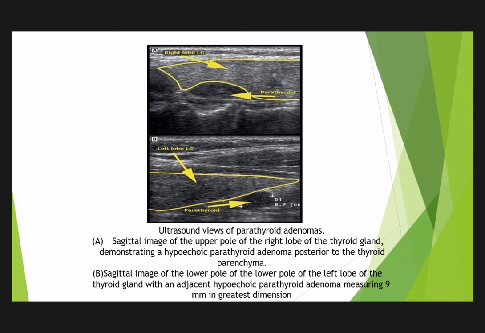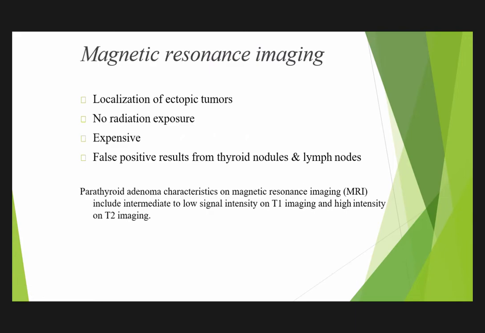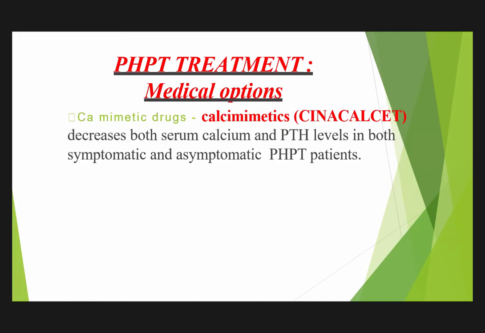MRI, what will it give us? We also can do magnetic resonance imaging, localization of tumors, no radiation. Of course, this is the advantage, but sometimes it could also be false positive if there are nodules in the thyroid glands or in lymph nodes.